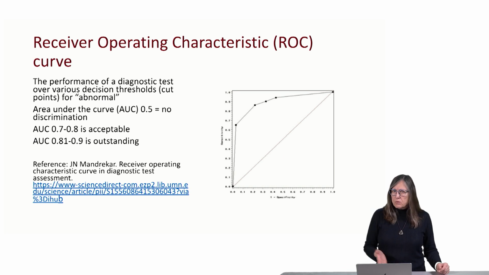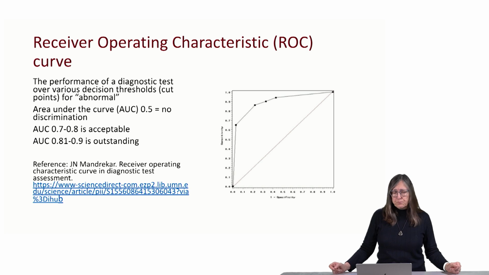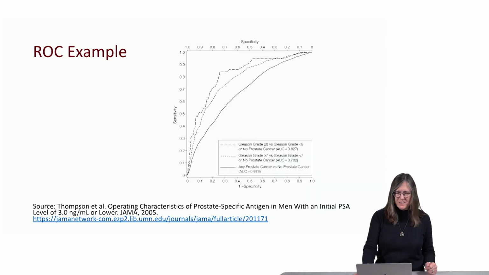The line through this figure, as you're looking at it now, is an AUC, or area under the curve, of 0.5. There's no discrimination for sensitivity versus specificity. We consider an AUC of 0.7 to 0.8 acceptable and 0.81 to 0.9 as outstanding. And if you want to go to a hot link here, if you're really interested, there's a nice reference.